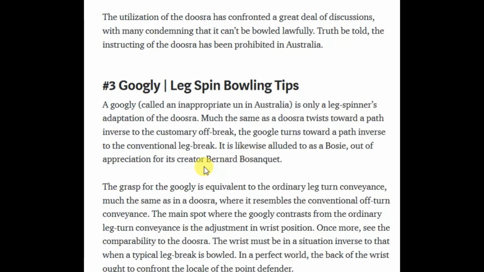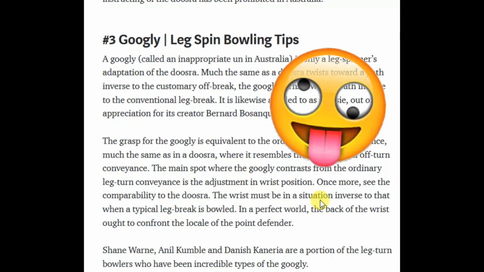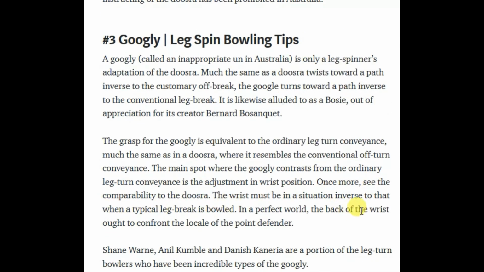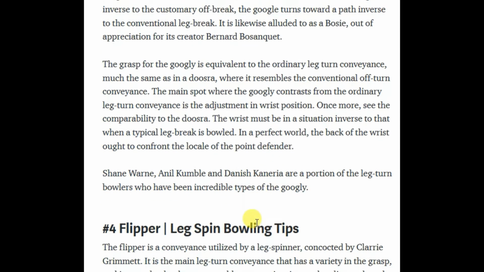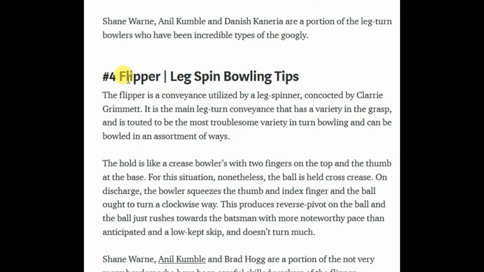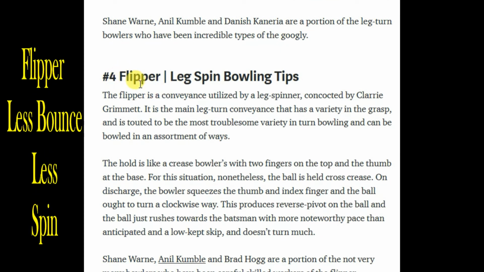This type of bowling was created by Bernard Bosanquet. The grip of the googly is equivalent to the ordinary leg turn delivery. One of the features of the googly is that it has more bounce and spin, which causes confusion in the batsman's mind. Shane Warne, Anil Kumble, and Danish Kaneria are leg turn bowlers who have bowled this type of googly incredibly well. This is one of the difficult types of bowling because the ball bounces very little.